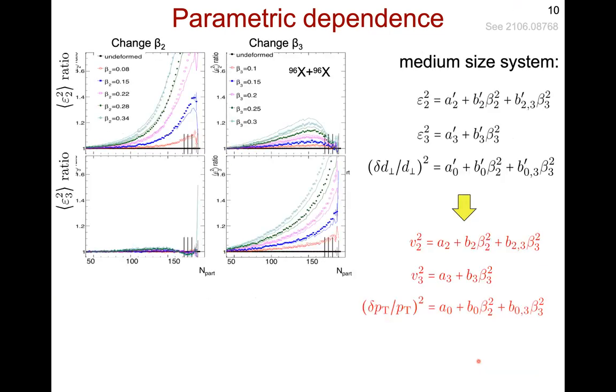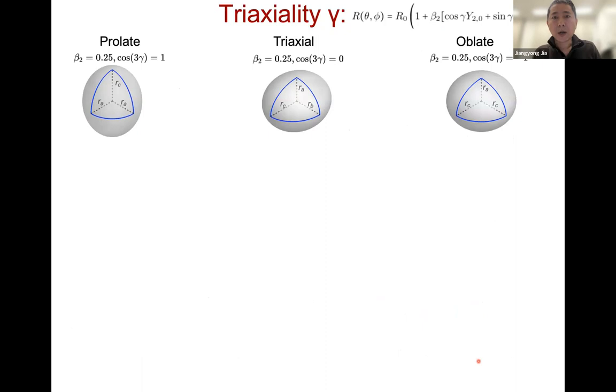Okay, thank you. But the next question is, what is the observable that we can use to get the information on the triaxiality? So as I said, let me draw this prolate, oblate, and triaxial nucleus. This is with the beta 2 fixed, but all I do is I change the gamma, right? So the same beta 2, but a different relationship between the three radii.